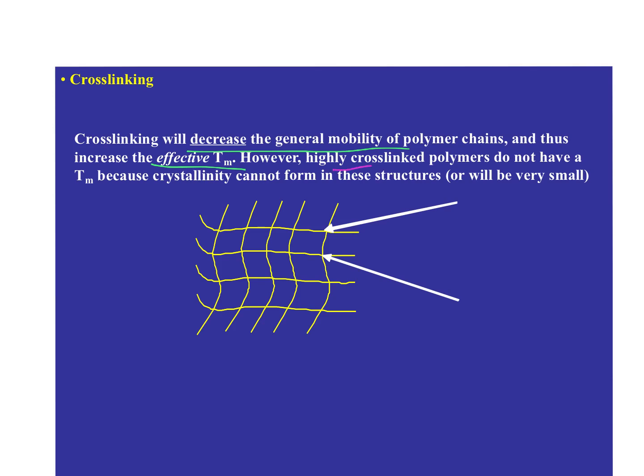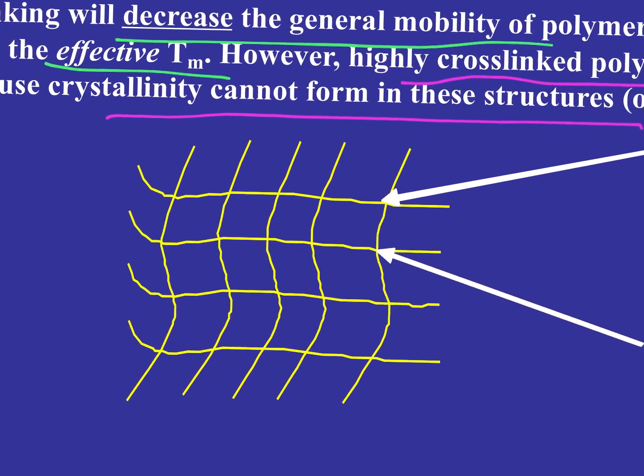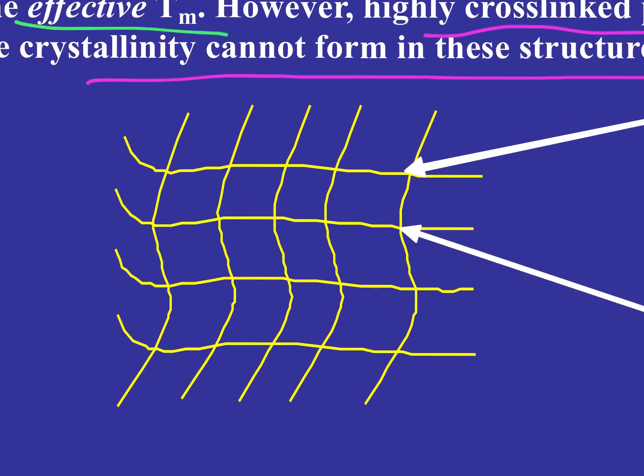However, highly cross-linked polymers do not have a melting point because crystallinity cannot form in these structures, or if it does, it will be very small. And so what you see sometimes, especially in the rubber literature, is a rubber, which, as you know, is a kind of lightly cross-linked polymer. Otherwise, it wouldn't snap back. And if the length between those cross-links is large, you can get crystallinity to form. And the neat thing is you pull on that rubber and the crystals disappear. It becomes amorphous, and you let go of the rubber, it goes back to being crystalline again.